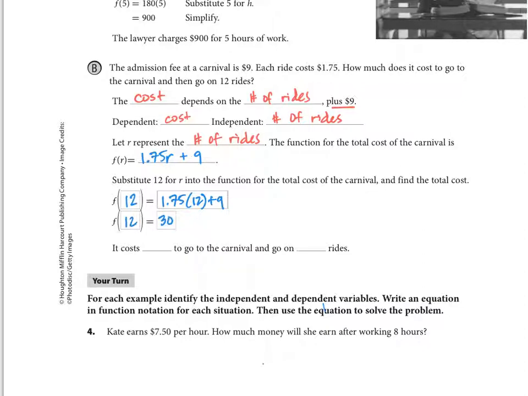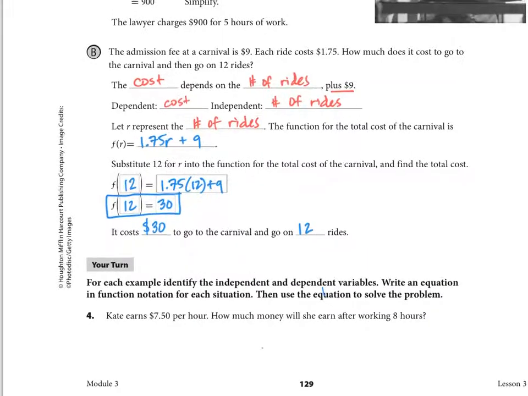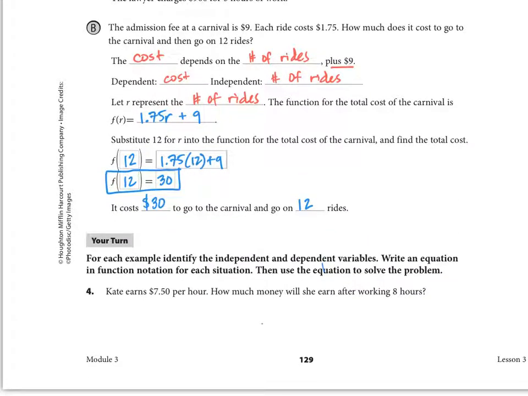So what's nice about this function notation, take a look at that last line. This tells us the input and the output at the same time on the same line. This is why I really like function notation, and it's more efficient for us. So it's going to cost $30 to go to the carnival and go on 12 rides. Okay, both of those, the input and the output, are in that last line. Try the your turn, try it out, and then check out my solution.